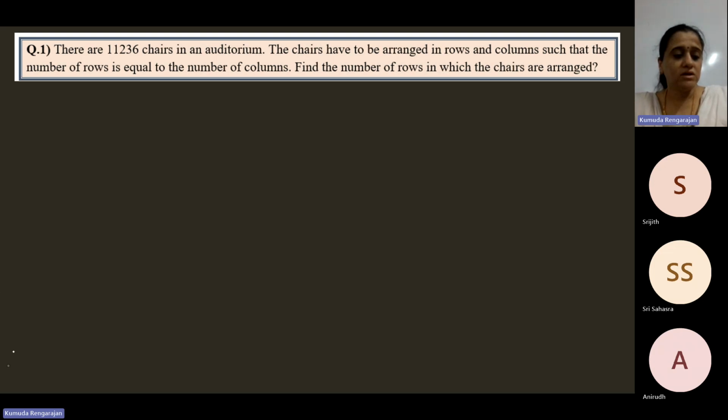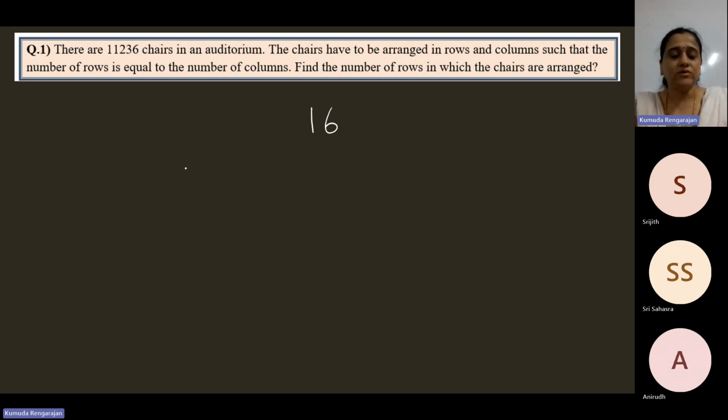So say you have 16 chairs and you want to arrange the chairs in such a way that the number of rows is equal to the number of columns, which means you want to make a square arrangement. You don't want to make a rectangular arrangement. You're looking for a square type of arrangement and not a rectangular arrangement.